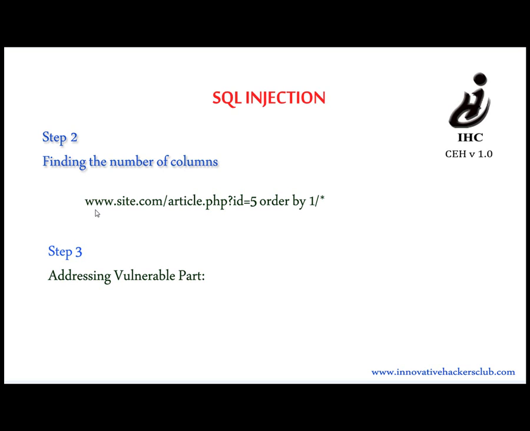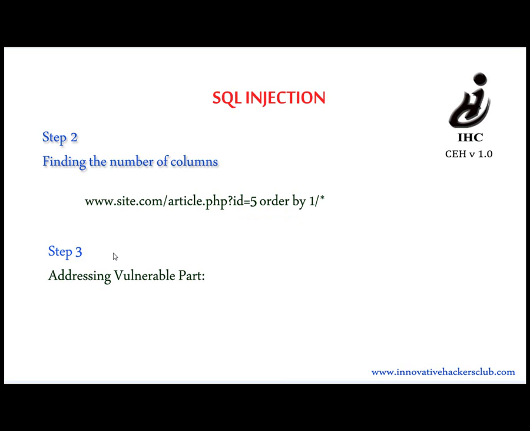So we make our URL as site.com/article.php?id=5 order by 1. This didn't give any error report. Now I increased it to 2. So the URL becomes site.com/article.php?id=5 order by 2. Still we didn't get any error report. So we need to increase until we get the error.